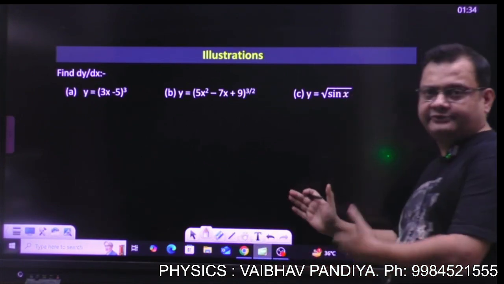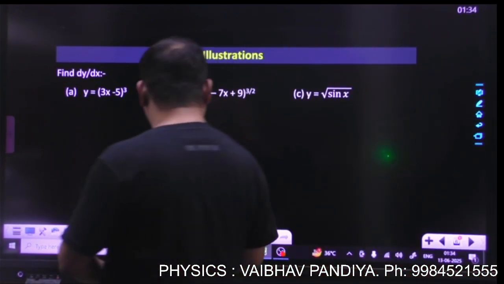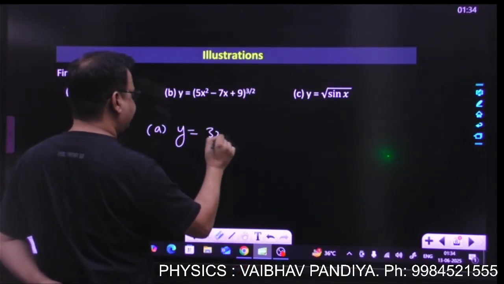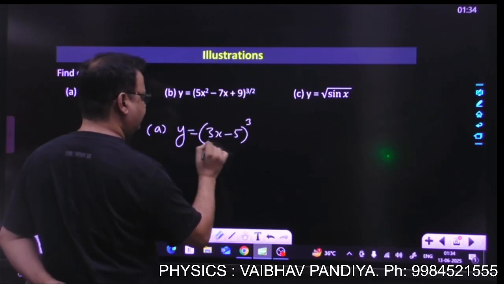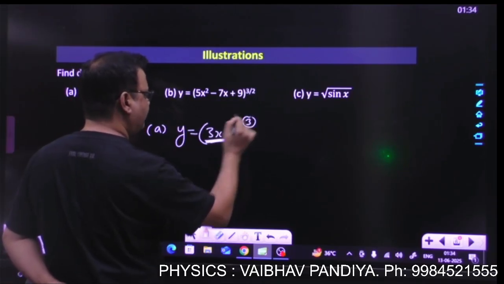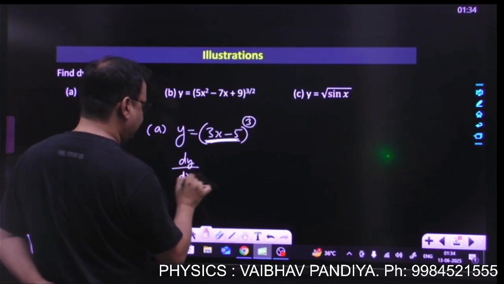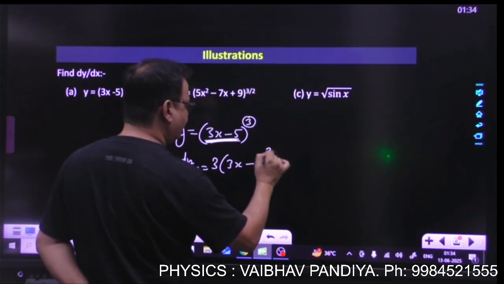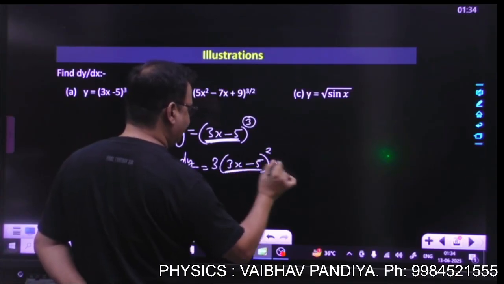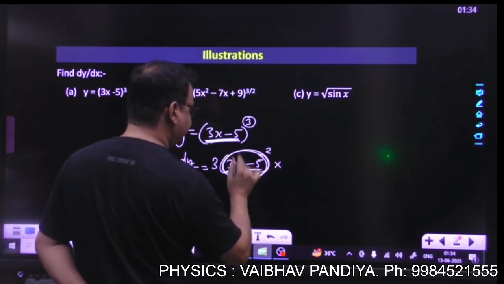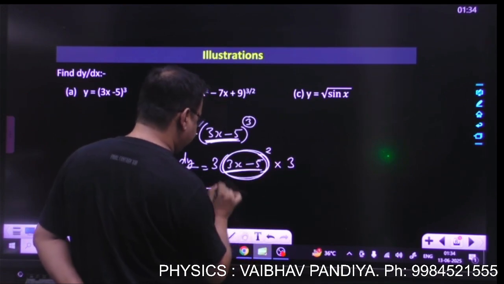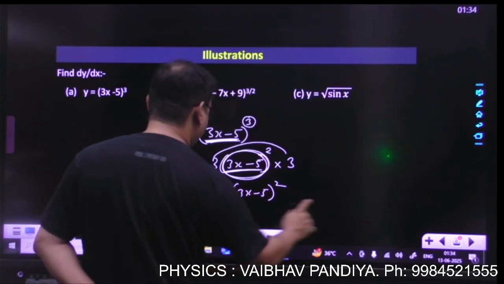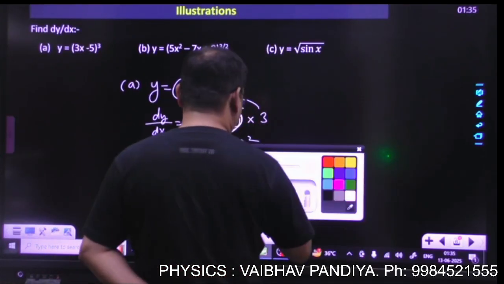Now let's see some more illustrations. Here we have three illustrations. Find dy by dx. Part A is given as y is equal to (3x minus 5) power 3. So we have something to some power, and we'll apply that formula. dy by dx: write the power 3, same thing, no change, power minus 1 is 2, multiplied by the derivative of this argument. Here something is this, so 3x will have a derivative 3, 5 has a derivative 0. Your answer will be 3 into 3, 9, times (3x minus 5) square. Now let's see part B.